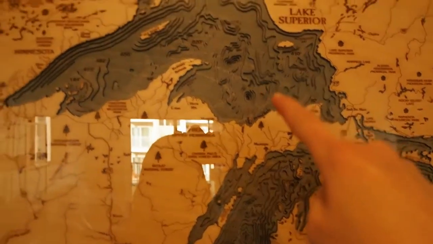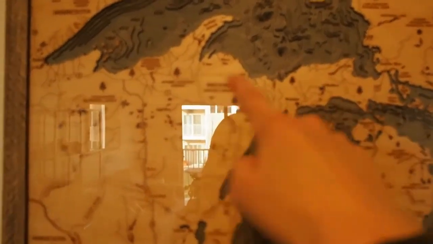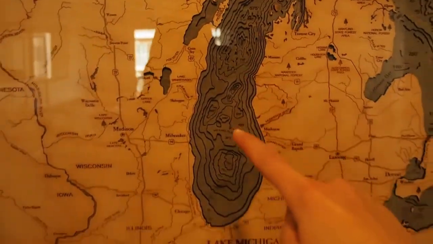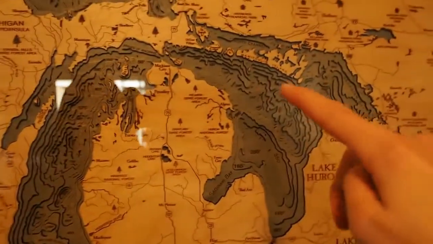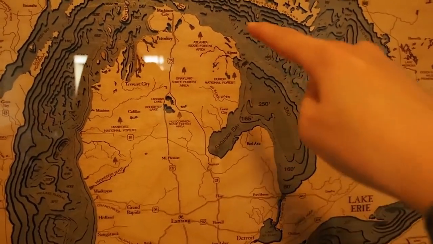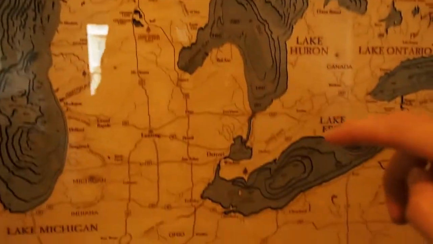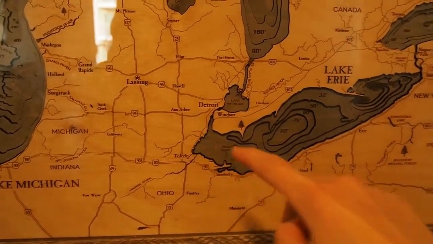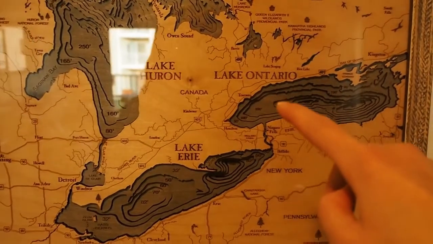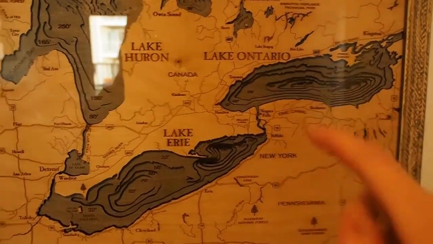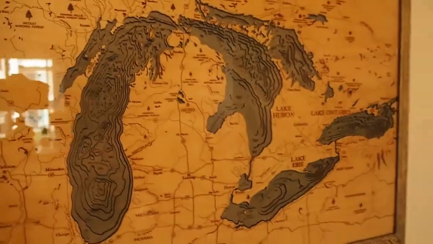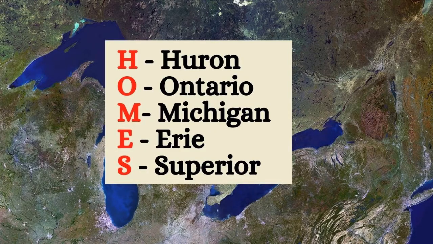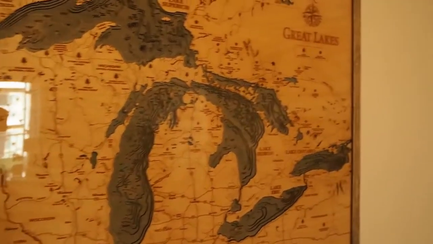We've got Lake Superior up here, which is bordering the UP. We've got Lake Michigan on the west side of Michigan. We've got Lake Huron on the east side of Michigan. And we've got Lake Erie, which is where our river flows into, right over here. And then we've got Lake Ontario. And all together, we can remember that by the acronym HOMES, right? So all of the water within our Great Lakes, there's a ton of it.